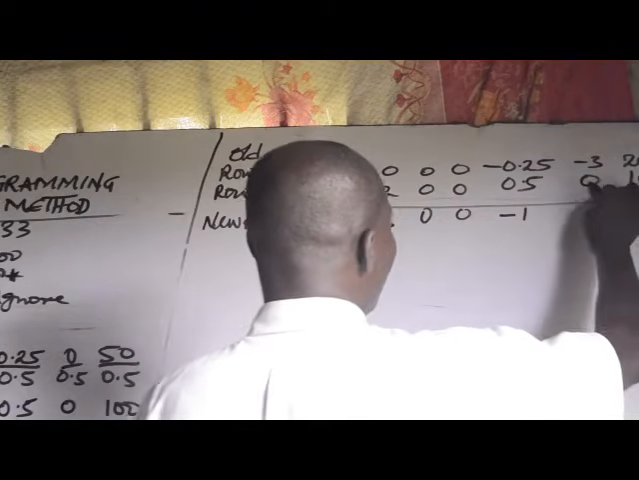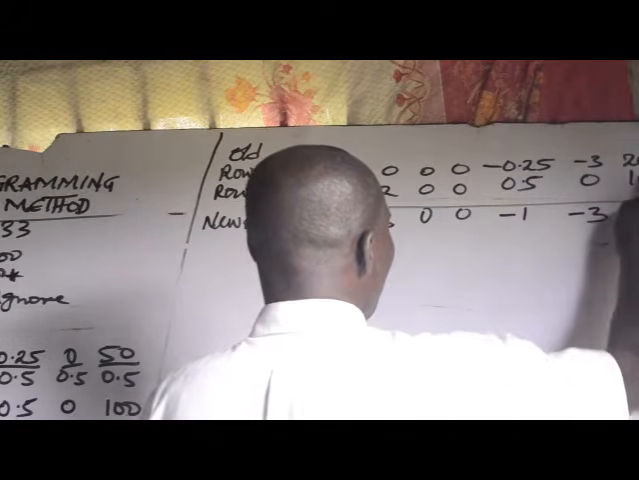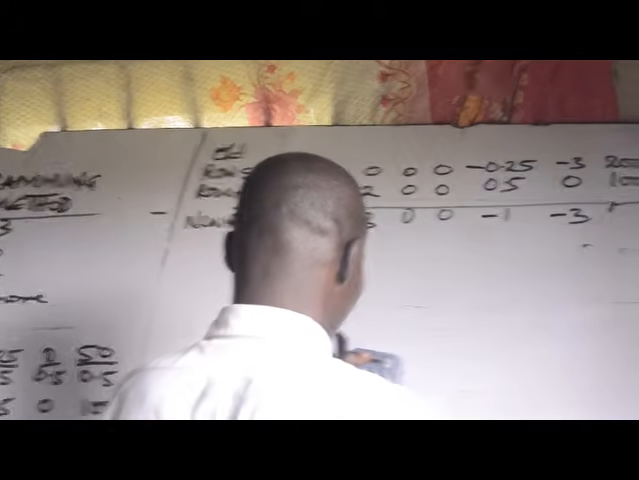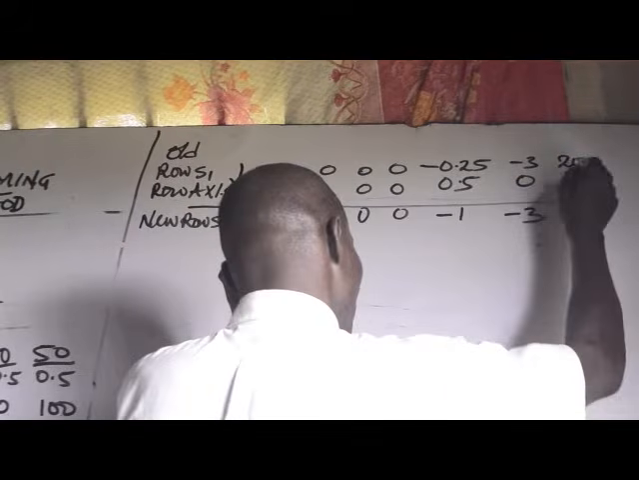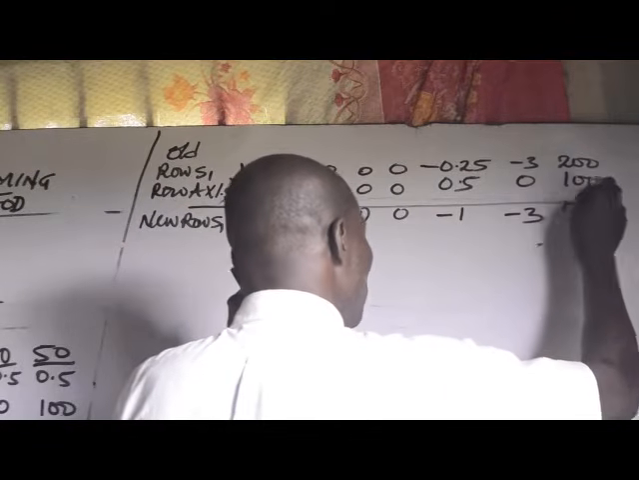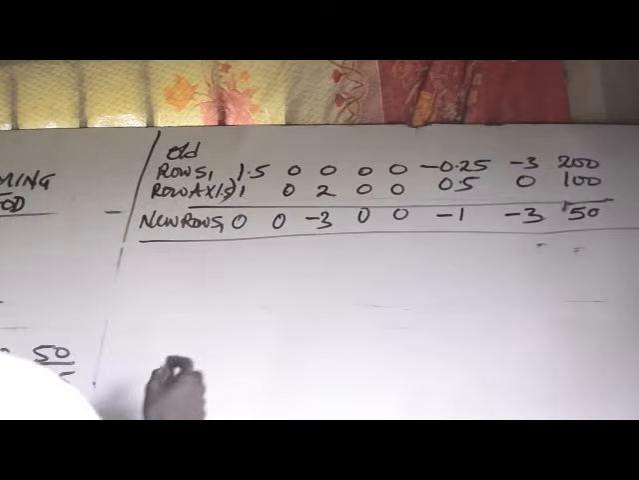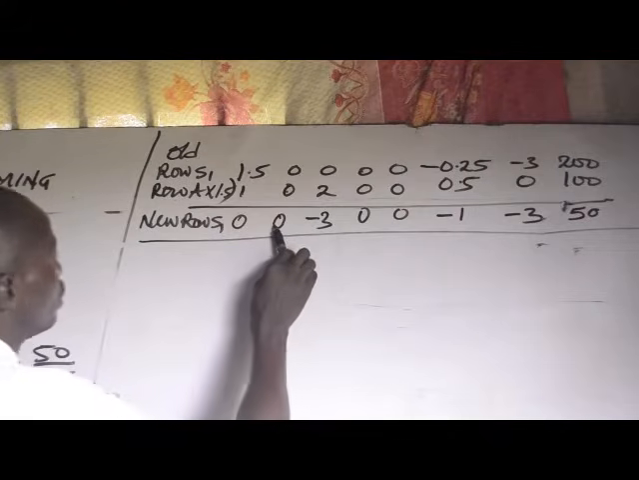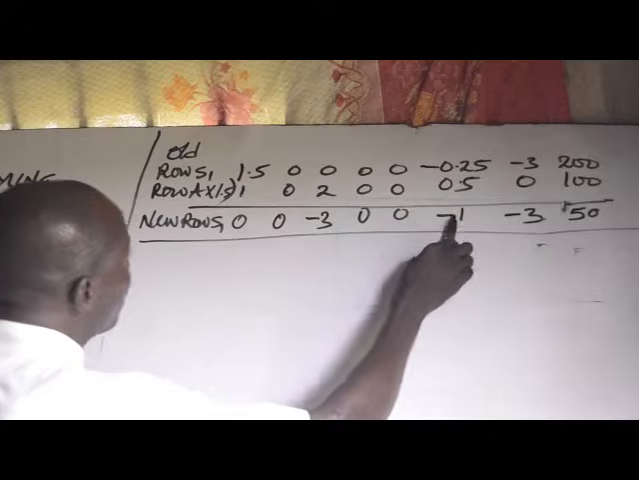This is 0. Minus 3 minus 0, it will be minus 3. 1.5 times 100. That will be 150. 200 minus 150. That will give us 50. So this is the new row S1. So our new row S1, we have 0, 0, minus 3, 0, 0, minus 1, minus 3, and 50.